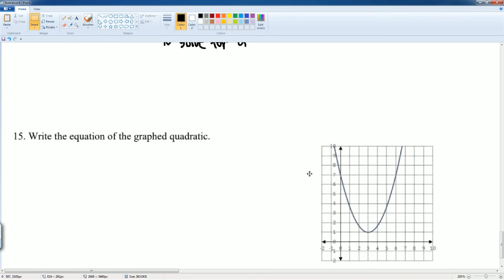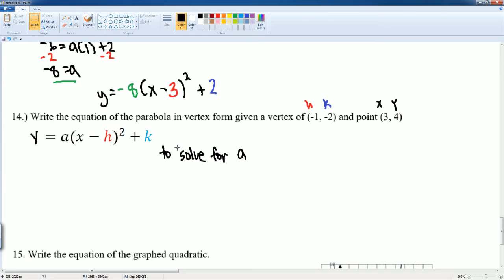Y is 4. A is unknown. Parentheses X minus -1, squared. Well, you know what? A neater way of seeing this is just add 1. Parentheses squared, plus K, which is just -2. Hopefully that didn't confuse you. Oh, we know what X is, though. X is 3.